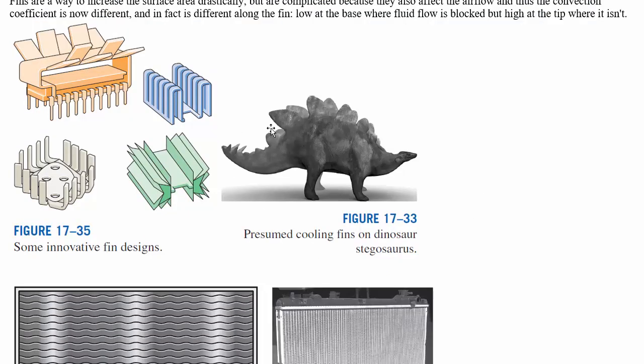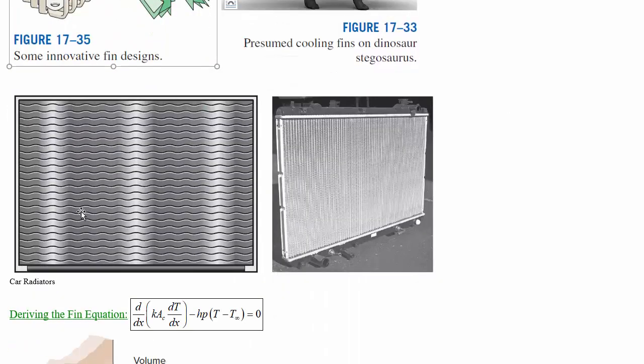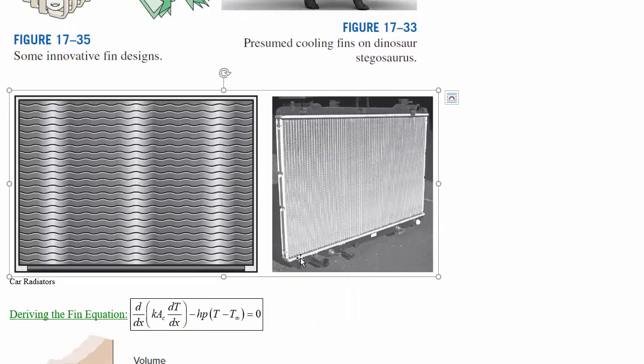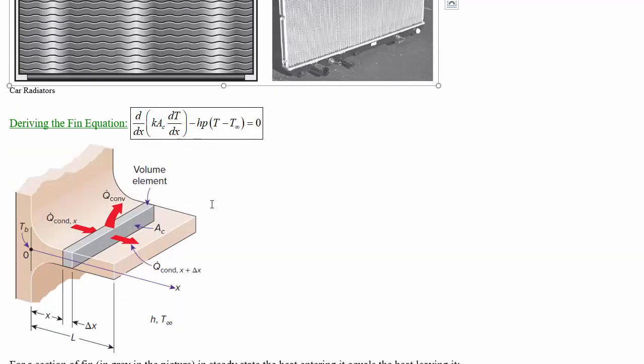So here are some fins on a stegosaurus that had a lot of blood flow through them, presumably for cooling rather than defense, as was previously thought, and some fins for heat sinks in integrated circuits. There are car radiators as another example of ways to cause a lot of surface area to increase the heat flow using fins. So in this section, we're going to look at solving a differential equation called the fin equation.